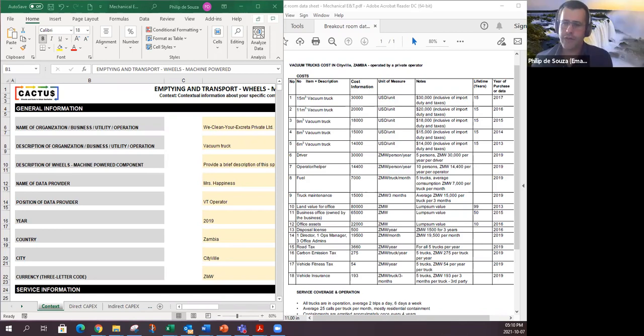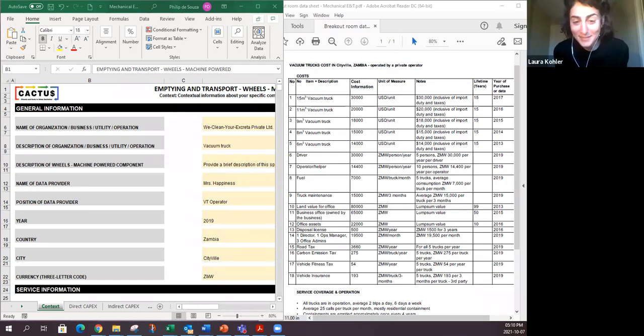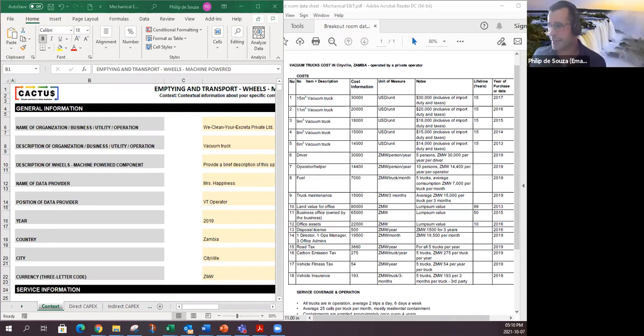Back to Laura. Land value for the office. What do you think that would be? I feel like that's an indirect CapEx. Okay, so now we're starting to get very fancy already. So yes, that would probably be an indirect CapEx, and probably the same with the business office, the actual office premises. Office assets would probably fall into that also.